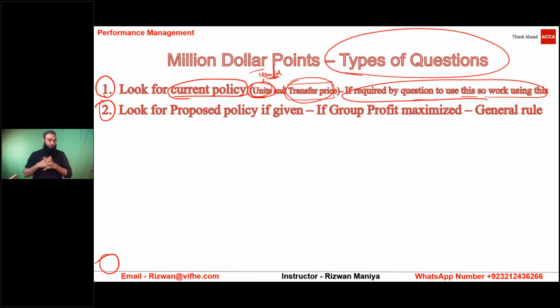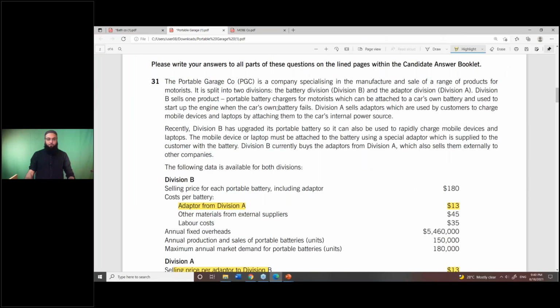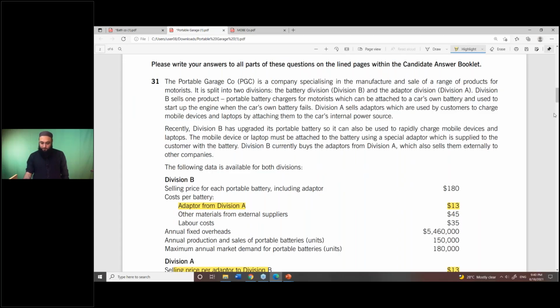Now you have to be with me here. I'm starting a question, Portable Garage here. So be very much with me. Now, which question do you want me to solve? Come on, tell me. Bath, Portable, or Mobby Company? It's your choice. Where is the chat box, man? Yeah. Which one? Tell me. Which one?